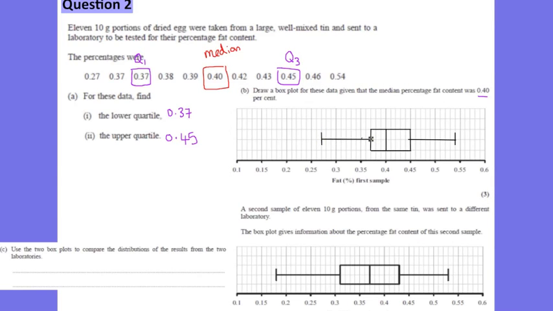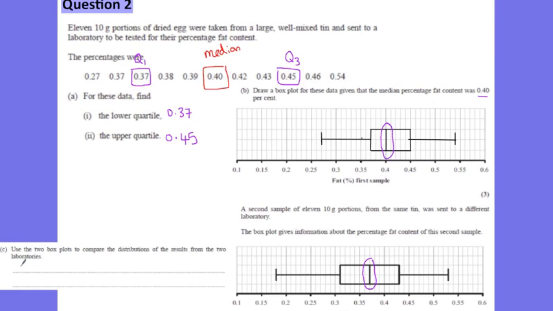Yeah, just into the box there. So we're then told that a second sample of 11 10-gram portions from the same tin was sent to a different laboratory. The box plot gives information about the percentage fat content of this second sample. We're asked to compare. Once again, we're going to compare using the first step of looking at the medians. We can see here our median, 0.37, is lower than our median for the first sample.